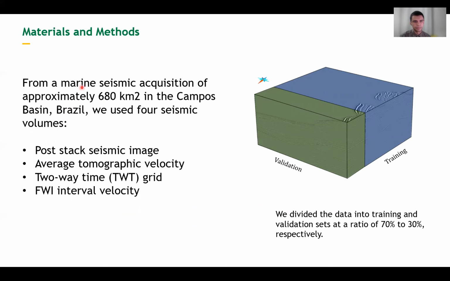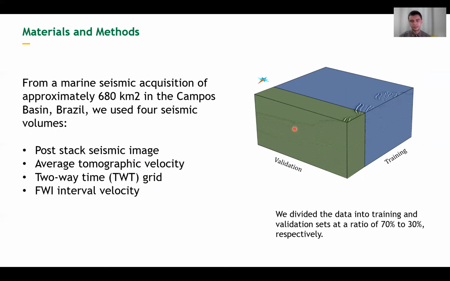Materials and methods. We use marine seismic acquisition from Campos Basin in Brazil, and 4 volumes. The first one was the post-stack seismic image. Then the average tomographic velocity, a two-way time grid, just the grid of the seismic volume, and the FWI interval velocity.